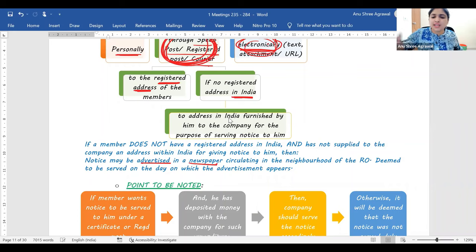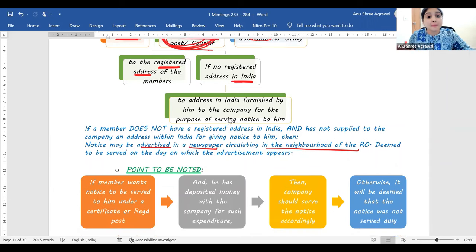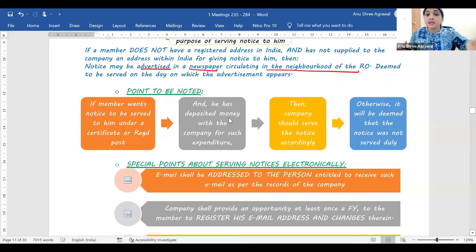We will simply give an advertisement in one newspaper which is circulating in the place where the registered office is situated. That itself will be considered as if notice has been given to that member. Sometimes a member might tell the company, send the notice to me only by a specific mode, for example, speed post. And for that, he may give some money also to the company. In that case, the company should serve the notice in that mode only.